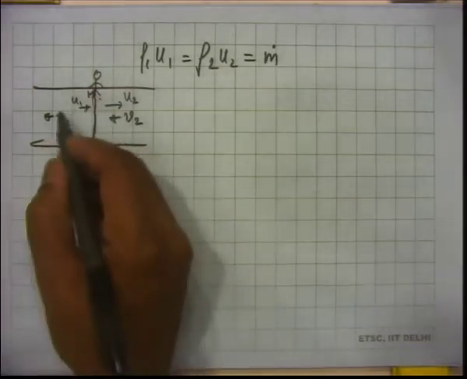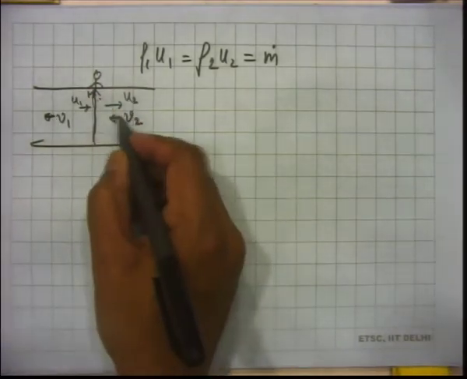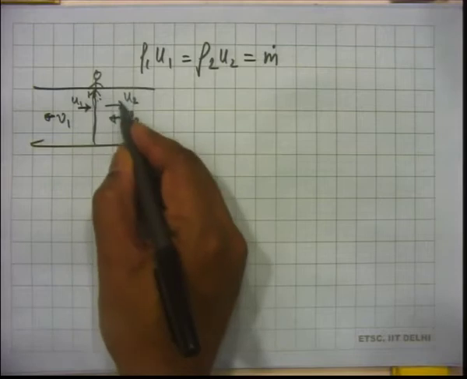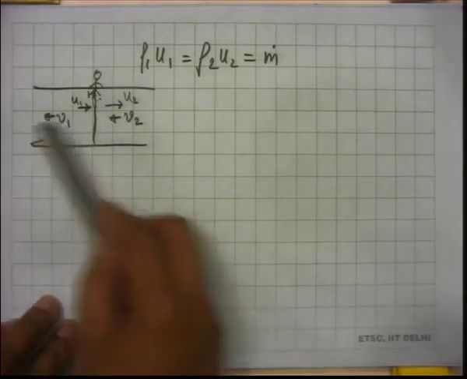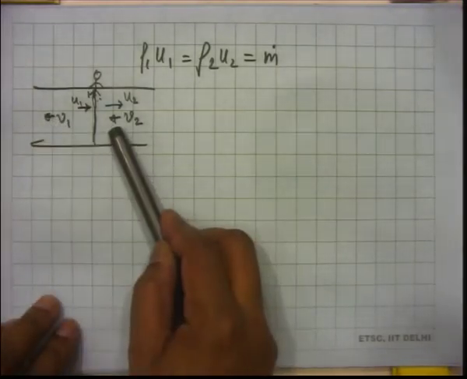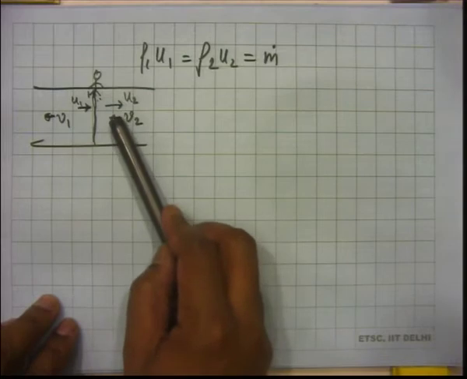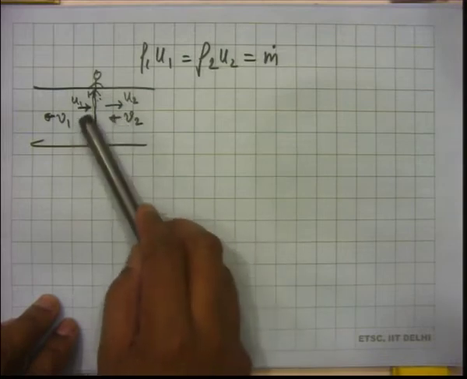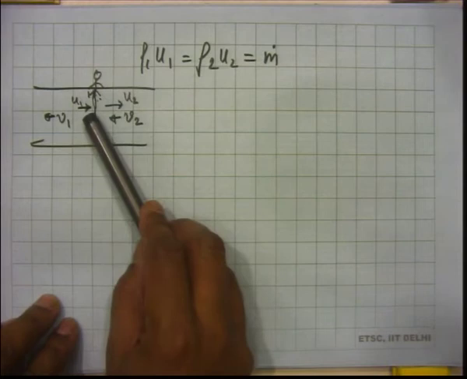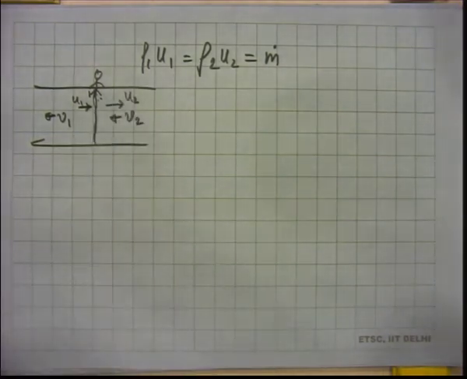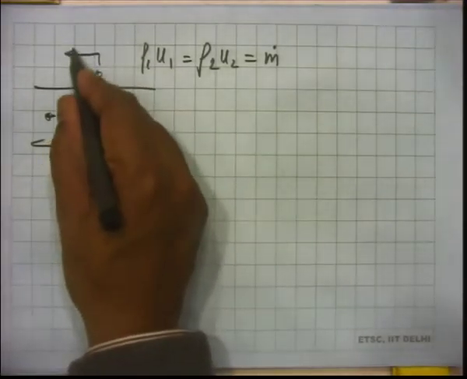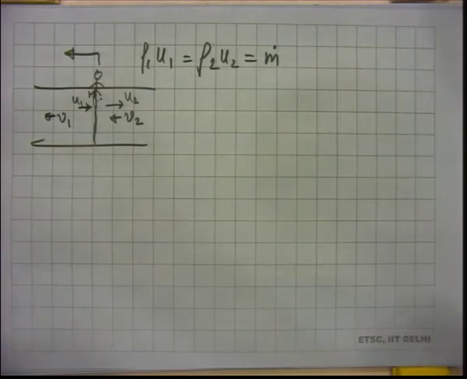You will also note that the sense of V 1 and V 2 are different from the sense of U 1 and U 2. That is understandable. I am assuming that V 1 is towards the left, V 2 is also towards the left. In that case, we can assume U 1 to be towards the right and U 2 to be towards the right. Which way is the combustion wave moving? It is moving in this direction. This is the movement of the combustion wave.